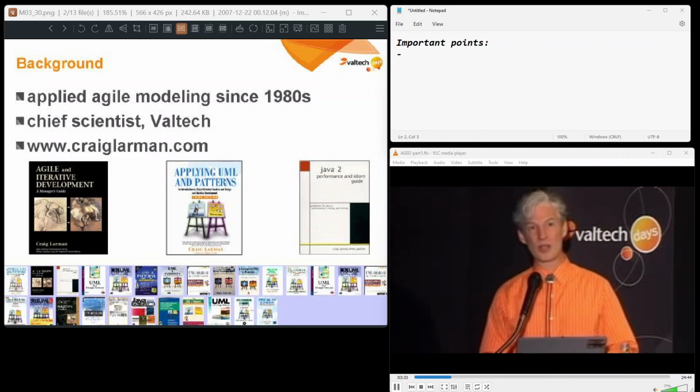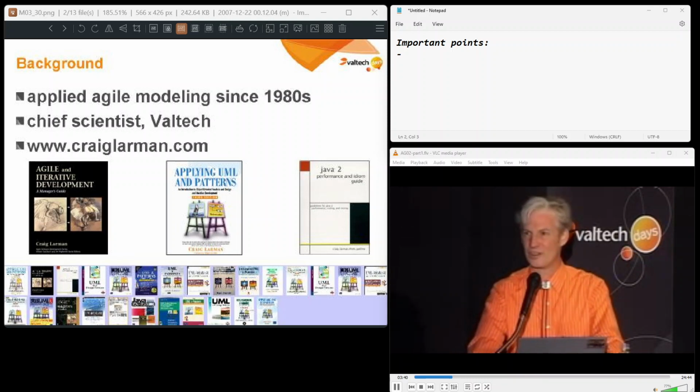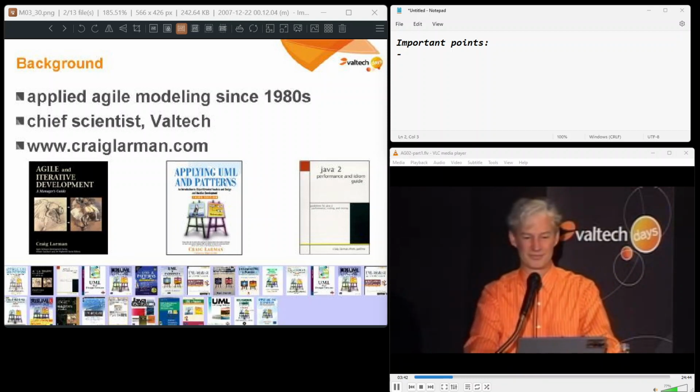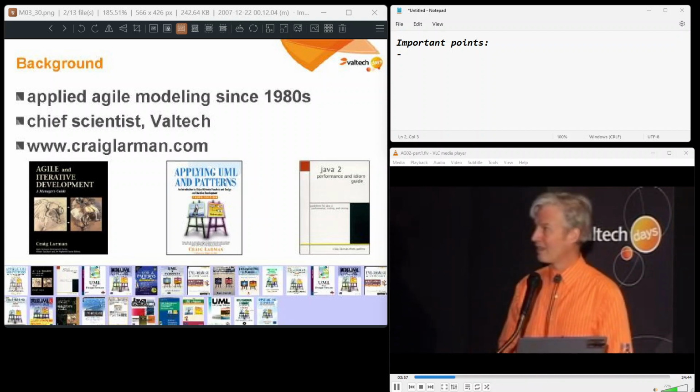I've been applying what today is called agile modeling since the 1980s, for close to 20 years, long before it was called that. I used to just call it hands-on modeling. And as I think you know, I serve as chief scientist for Valtech. And if you want to get a copy of this presentation or contact me, my website is craiglarman.com.